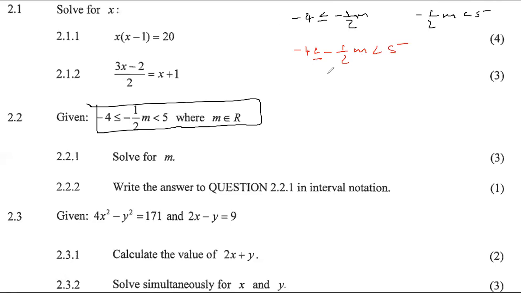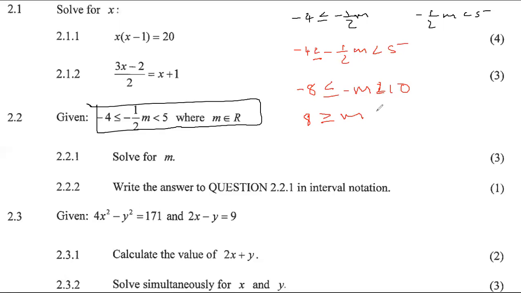So I'm going to multiply by 2 throughout, and I'm going to have minus 8 less than or equal to minus m less than 10, okay? That's multiplying by 2. Then secondly, I don't want minus m, I want an m. So I'm going to divide or multiply by negative 1, whichever way you look at it. And this is where you've got to remember that whenever you divide or multiply by negative 1 across an inequality sign, you actually have to change the inequality sign. So this is going to become 8, but it's now greater than or equal to m.